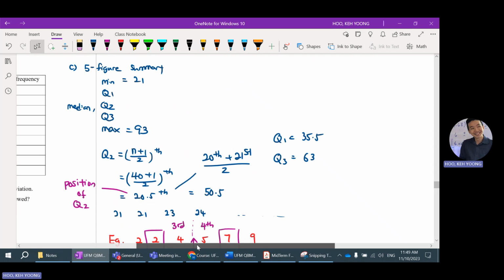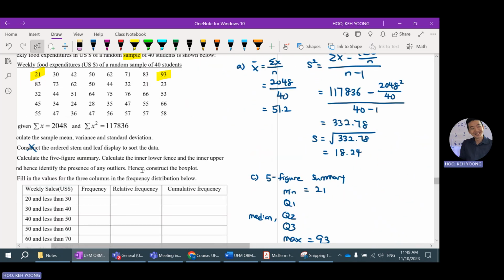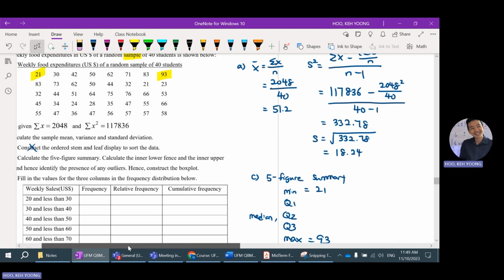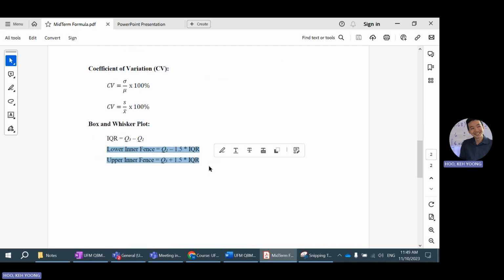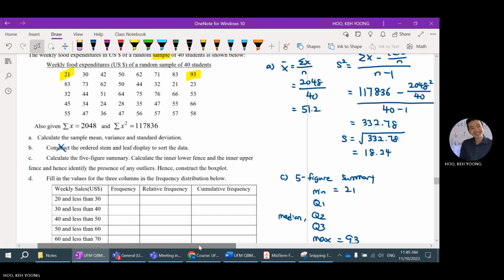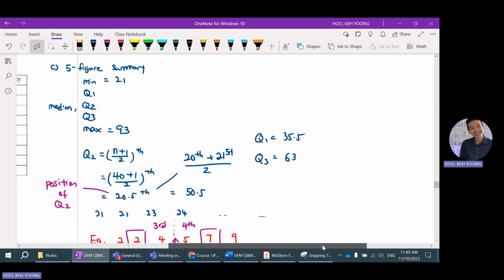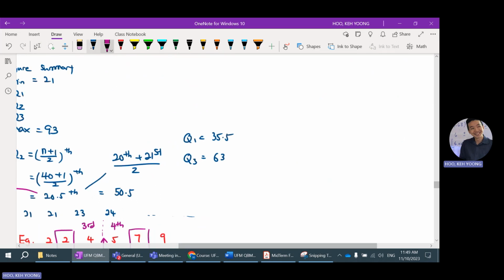So after you find this five-figure summary, what else? Calculate the inner lower fence and inner upper fence. You will see it in your formula sheet as well. Find it using this formula. IQR stands for interquartile range, taking Q3 minus Q1. So after you have done this, find the interquartile range, IQR. IQR is Q3 minus Q1, so 63 minus 35.5.